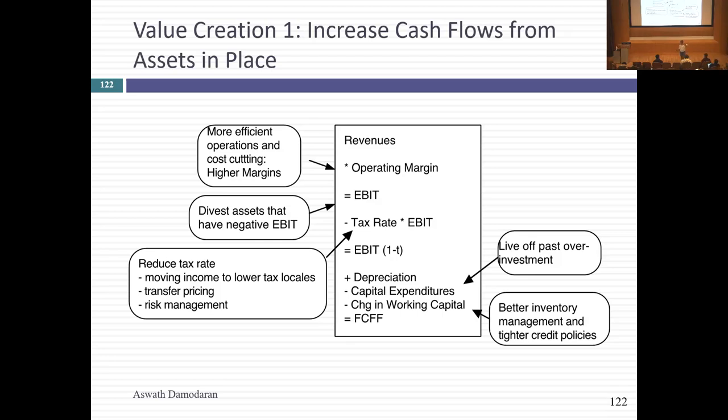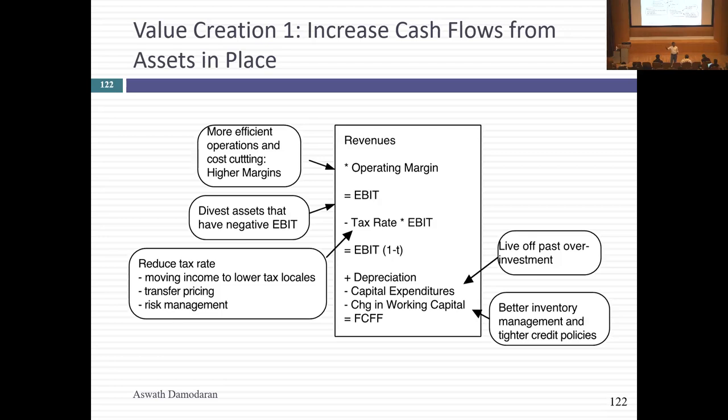What does that mean? When you're projecting out cash flows from existing assets, remember you add depreciation and subtract CapEx. But if you have excess capacity, you continue to add depreciation, it's there. But you don't need to do CapEx every year. You've got excess capacity. You're trying to pump up the cash flows from existing assets. And if you're a company heavily dependent on working capital, managing your working capital better means there's less of a drain in your cash flows. So this is your first stop as a CEO. Can I increase cash flows from existing assets?